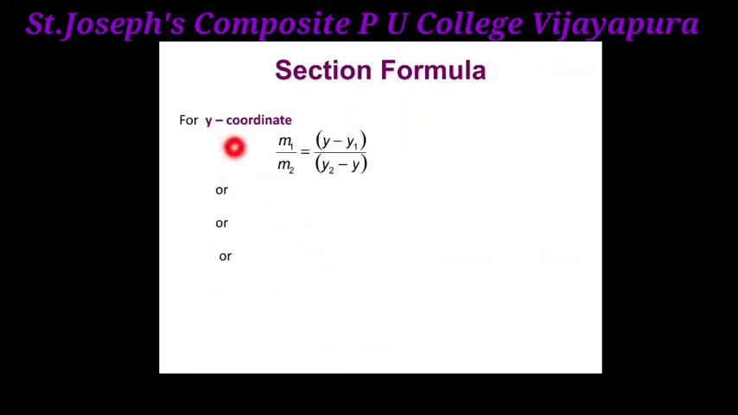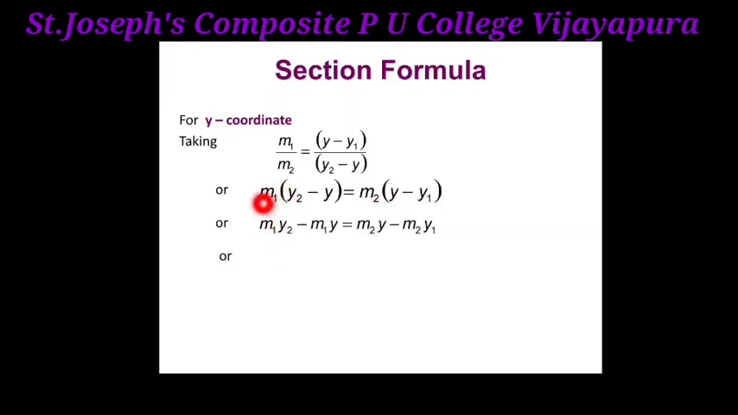Now for the y coordinate, taking the pair m1 by m2 is equal to y minus y1 whole divided by y2 minus y. Here the same simplification: cross multiply y2 minus y to the left side and m2 to the right side. We get m1 into y2 minus y is equal to m2 into y minus y1. Multiply m1 to both terms, opening the bracket, so we get m1 y2 minus m1 y. Similarly, multiply m2 to both terms, we get m2 y minus m2 y1.